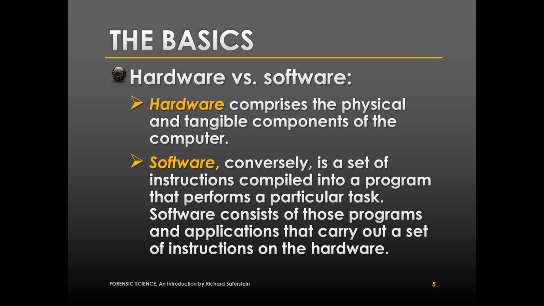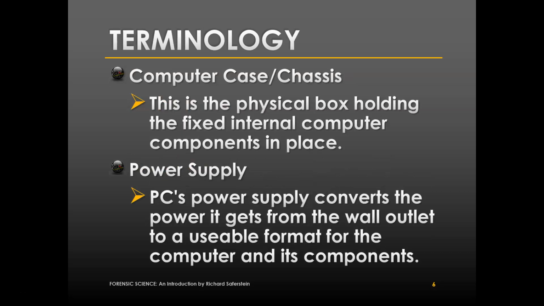So some basics. Since I know a lot of you, although you have a lot of electronics, probably don't know much about them. The first big terms are hardware versus software. Hardware comprises the physical and tangible components of the computer, all of the physical parts of your computer. Meanwhile, software is a set of instructions compiled into a program that performs a particular task. Software consists of those programs and applications that carry out a set of instructions on the hardware. For example, Microsoft Office is an example of software. All of those things you download onto a computer are software, while the physical components are hardware.